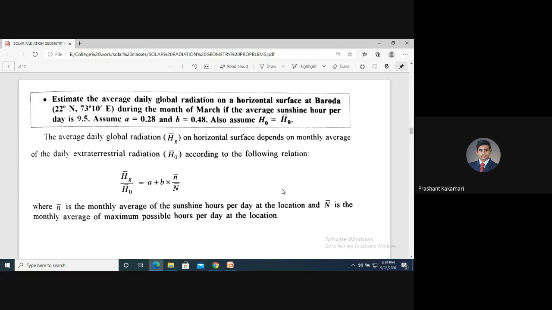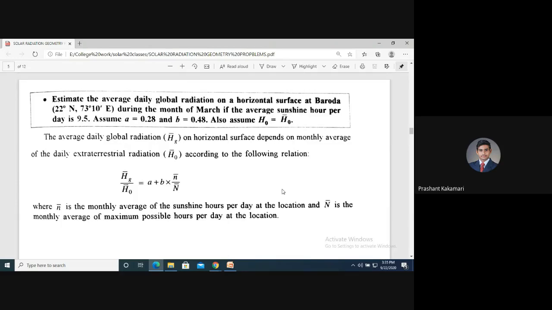So first we need to understand this problem. In the problem, all the values are given for a day. So location is given for Baroda. Then they are telling the sunshine hours per day is 9.5, that is S, our reference value, sunshine hours for a given day. Maximum sunshine hours is not given, we need to find it out.